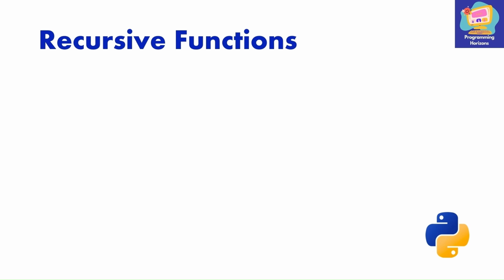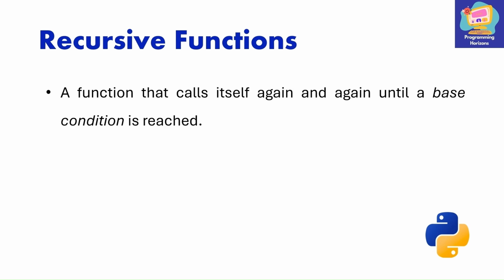Next are recursive functions. Now, recursion can be implemented with the help of recursive functions, which are nothing but user-defined functions only. A recursive function is a function that calls itself again and again until a base condition is reached. This base condition is what is responsible for stopping recursion. If there is no base condition, then the recursion would go on indefinitely.